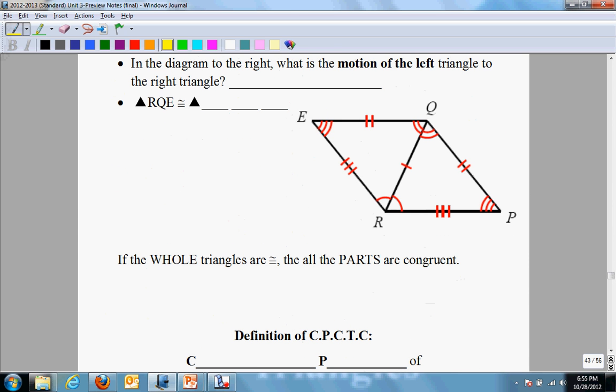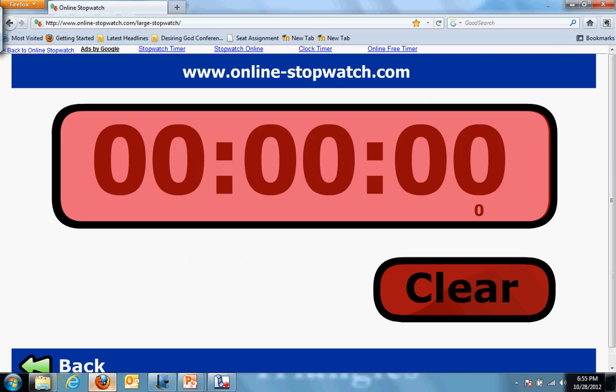You try this one. It says, in the diagram to the right, technically below, what is the motion of the left triangle to the right triangle? So you fill this out. What is the motion going on there from the left to the right? Then fill this out. Triangle RQE is congruent to which triangle? I'll give you a minute to fill those two out.